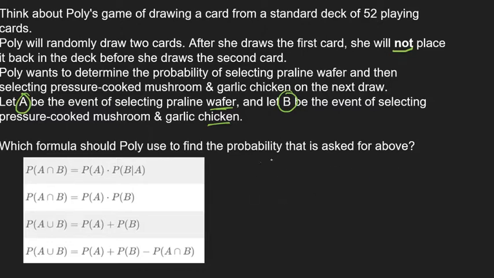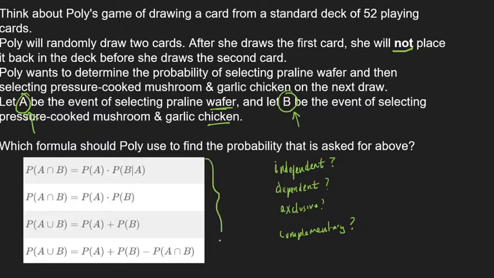So again, ask yourself, are these events independent? Does event A in any way affect event B? Are they dependent? If they're dependent, that means that the probability of A affects the probability of B happening after it. Or are they some other classification? Is there some sort of mutually exclusive thing going on? Are they complementary? Okay. So which one of these will make sense?